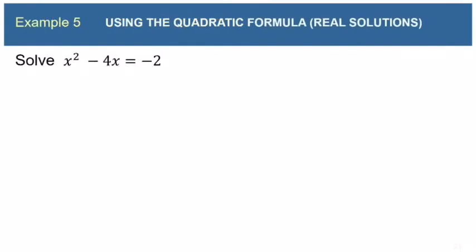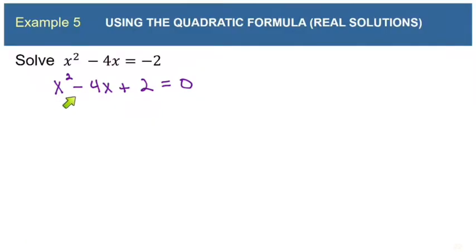Here is our first example. This is a simple one. This one says solve x squared minus 4x equals negative 2. So let's go ahead and recognize that even if we bring the negative 2 over to the left side, we do not get a trinomial that can be factored. Of course, the square root property is not an option here because we have an x term. And so really our only option is to use the quadratic formula.